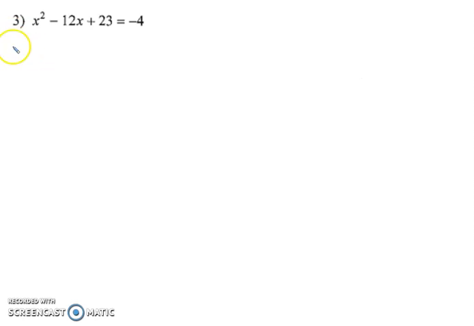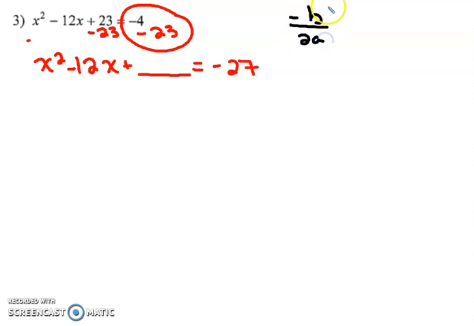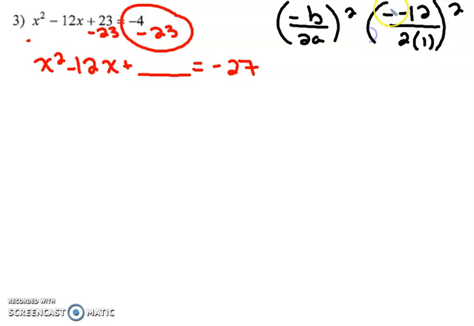All right, number 3. Same thing. First thing I've got to do is get rid of this 23. Minus 23, minus 23. x squared minus 12x plus blank equals, I'm just going to combine those. Negative 4 and negative 23 is negative 27. I can probably do that in my head. Then I have negative b over 2a, squared, which is negative 12 over 2 times 1, squared. So that becomes 12 over 2, which is 6. 6 squared is 36. So I'm adding 36 to each side.